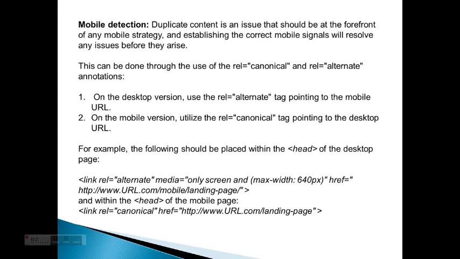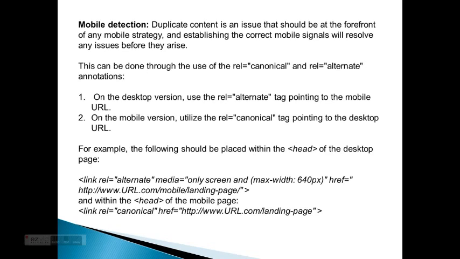So, mobile detection. Duplicate content is an issue that should be at the forefront of any mobile strategy, and establishing the correct mobile signals will resolve any issues before they arise. This can be done through the use of the rel=canonical and rel=alternate annotations. On the desktop version, use the rel alternate tag pointing to the mobile URL. On the mobile version, use the rel canonical tag pointing to the desktop URL.